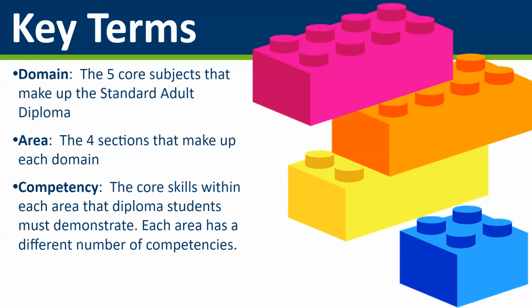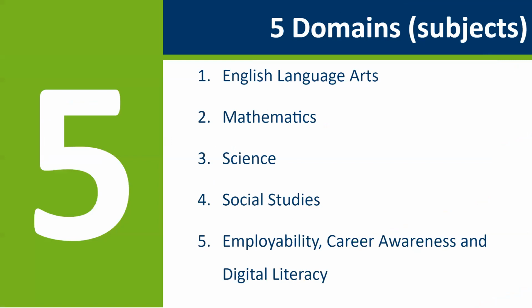So just remember, when we're talking about our adult diploma, we are talking about domains, which are subjects, and there are 5 of them. We are talking about areas, which are within the domains. So there are 4 sections within each domain. We call those areas. And we are talking about competencies. So the competencies refer to skills. So within each area, there are competencies. Some have just a couple and some have a whole lot. So those are words you're going to hear a lot again today. So just want to make sure we've all got that straight in our heads.